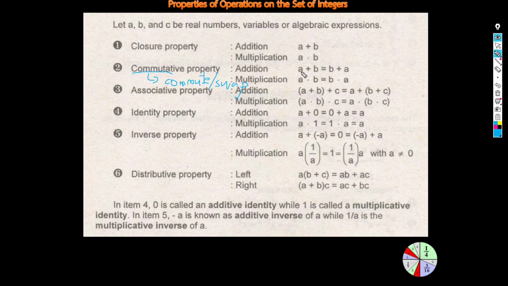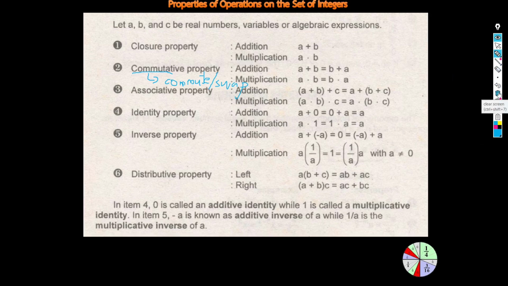So when the two numbers are swapped in addition, A plus B becomes B plus A, and it will give you the same answer. Also in multiplication, A times B, when you swap them, B times A, will also give you the same answer. Commute, swap, or exchange the position or order of the numbers. That is the commutative property.